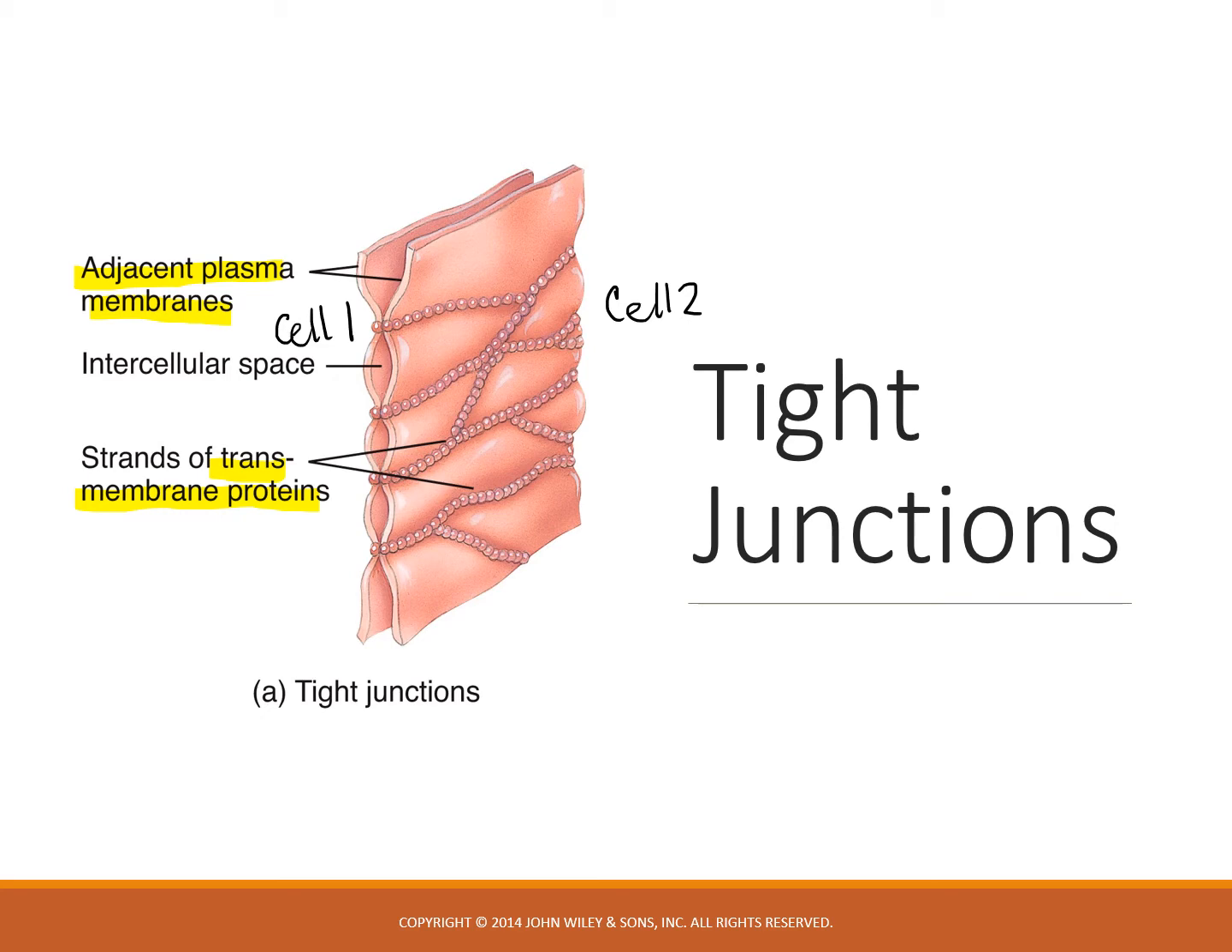Cells of epithelial tissue that line the stomach, intestines, and urinary bladder are examples of places that might have tight junctions. So stomach, intestines, bladder: these are some places where you're going to find tight junctions connecting those cells together.